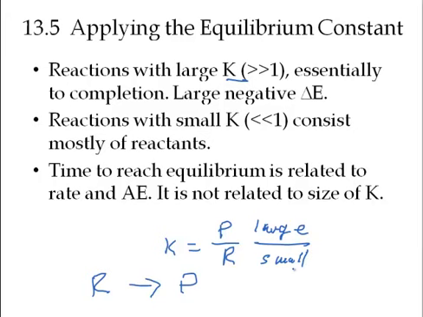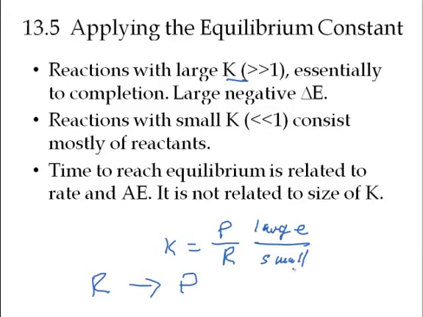So if you get a big K, and it's kind of hard to say what it is, but I would say anything over 100 we would consider a large K, and some people might consider that even too big. If you see that, you know it essentially goes forward.